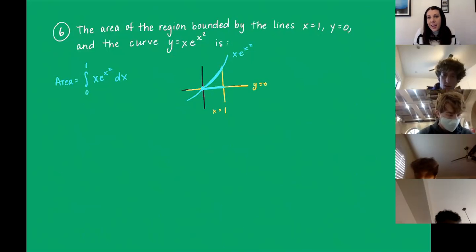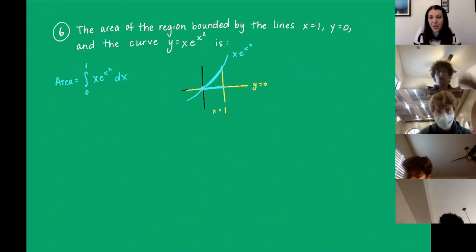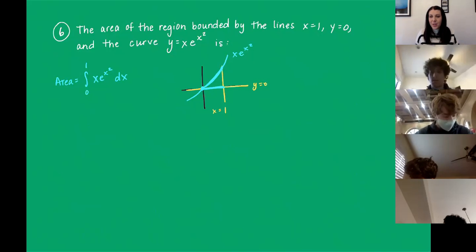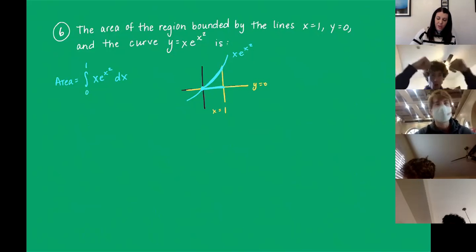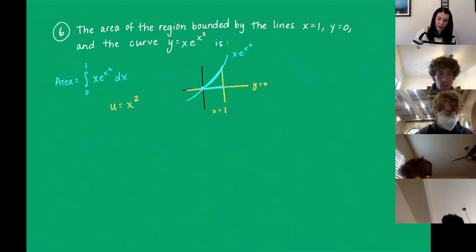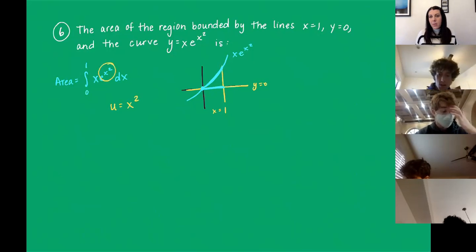Hey, guess what, guys? It's more u sub. You need to know your u sub. Make sure you're doing your u sub. I hope I'm blowing out someone's headphones right now, screaming at you. U is equal to x squared. Almost always, if you've got an e raised to a something, that's probably your u. Not always, but a lot of the time. Some of you get really stressed out about e. It's not a hard integral if you know how to do your u sub.